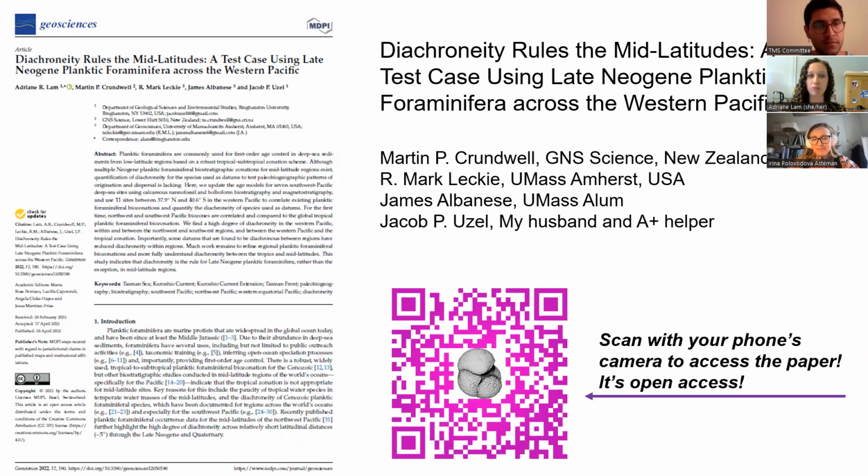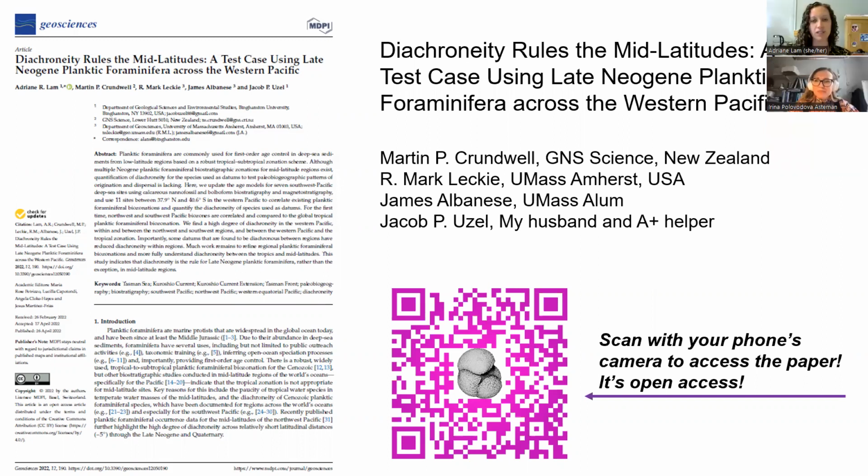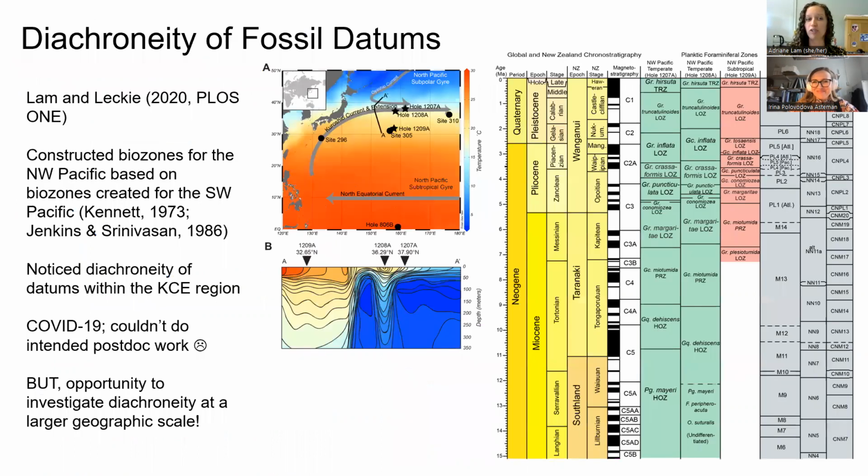So I wrote this in collaboration with Martin Crunwell, who's at GNS Science in New Zealand, Mark Leckie, who is my PhD advisor and still a good friend and collaborator at UMass Amherst. James Albanese was my undergraduate student that I worked with while at UMass. He did some data validation for the study, and it was kind of the beginning of it. And then Jacob Uzel, that's my husband. He's an excellent helper. I roped him into this project during COVID.